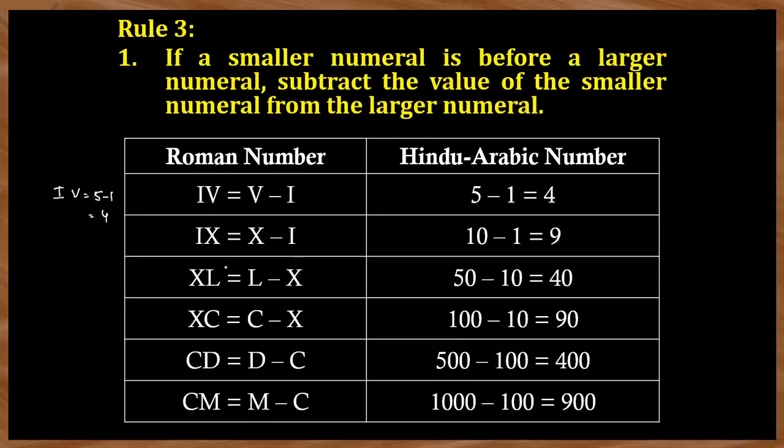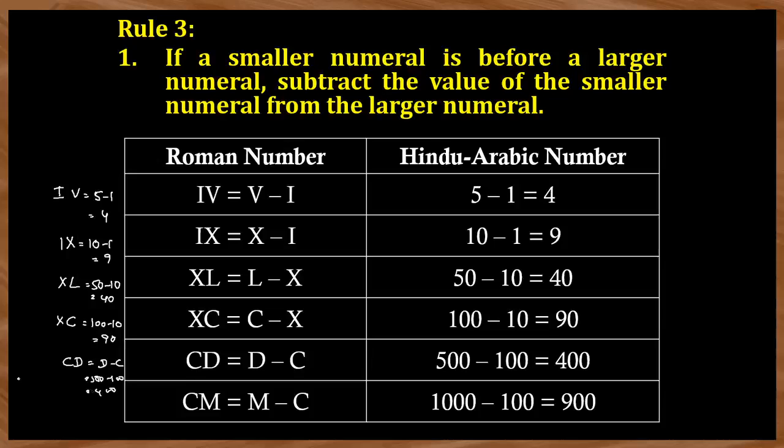If you want to write 9, you have to write 1 before the 10, which is 10 minus 1, which is equal to 9. If you want to write 40, you have to write 10 before the 50, which is XL, meaning 50 minus 10, which is 40. If you want to write 90, you have to write XC, which means 100 minus 10, which is 90. If you want to write 400, you should write CD, which means D minus C, which means 500 minus 100, which is 400.